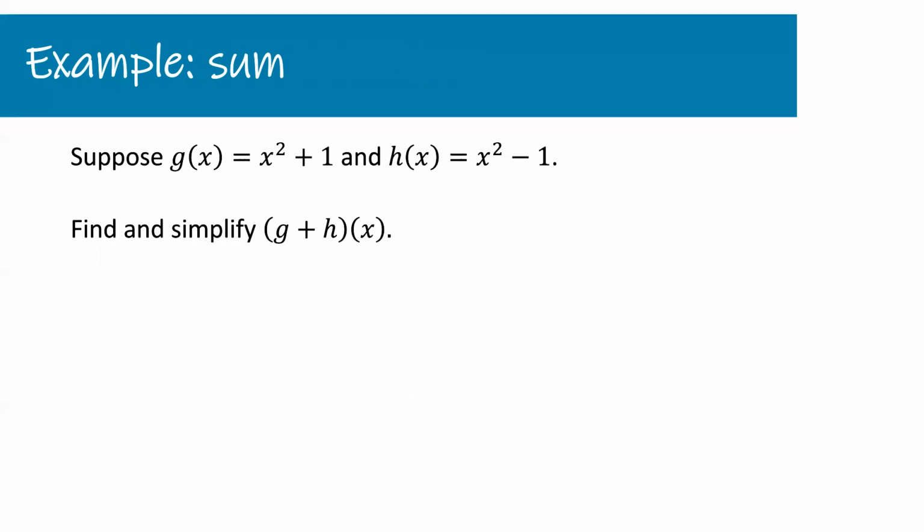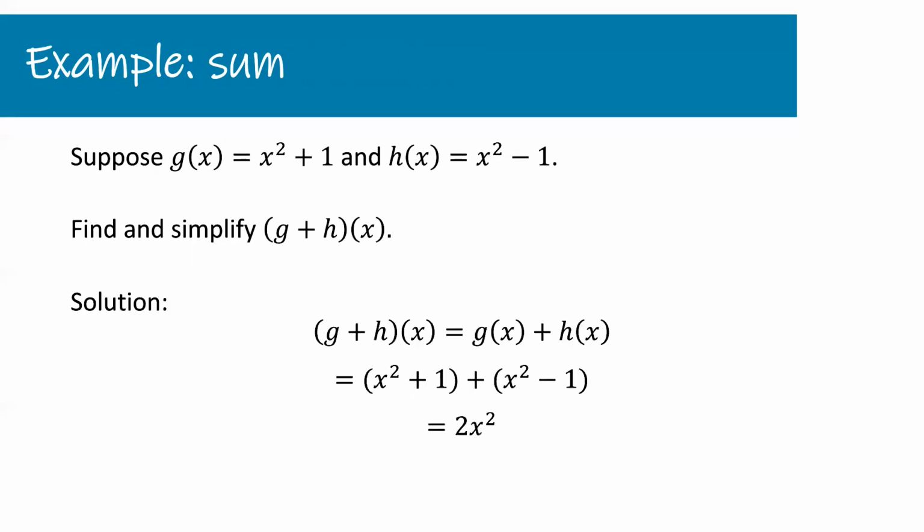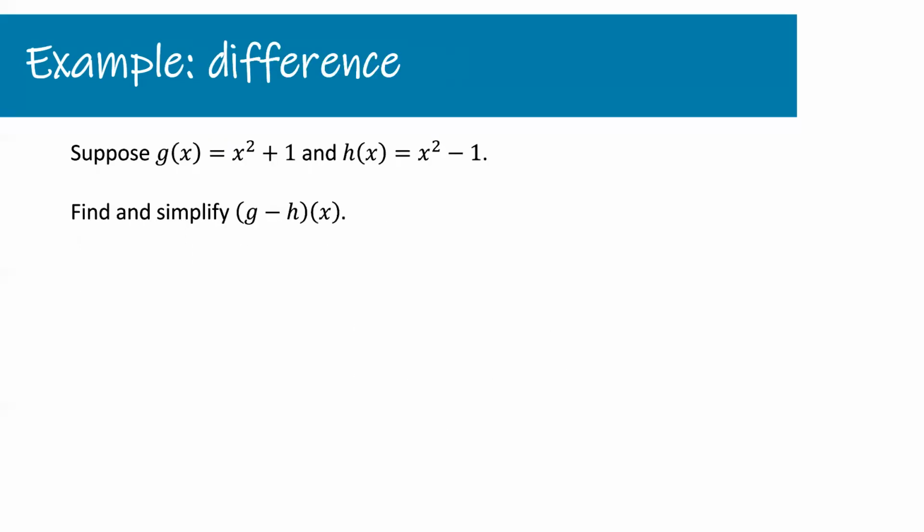So to find g plus h of x, we're going to add g of x plus h of x, which is just going to simplify out to be 2x squared, because that plus 1 and that minus 1 are going to cancel. Let's look at the same example for a difference. Pause your video for a moment and try to solve it yourself.